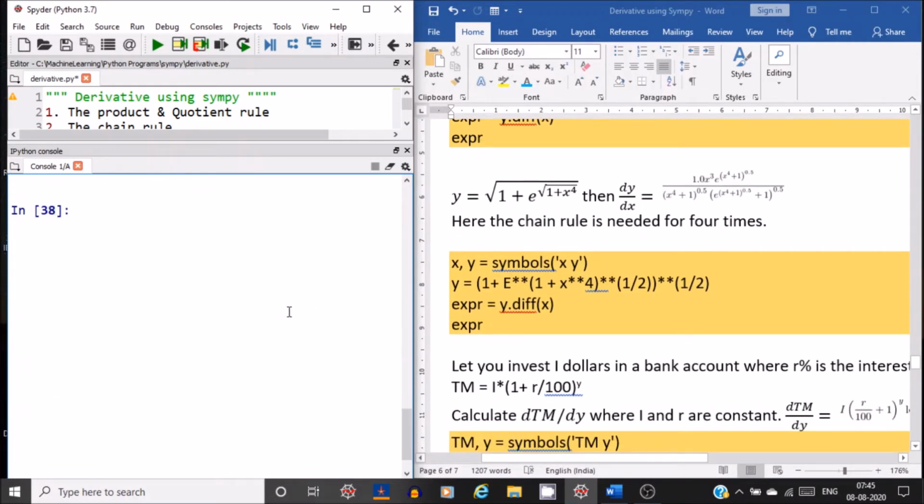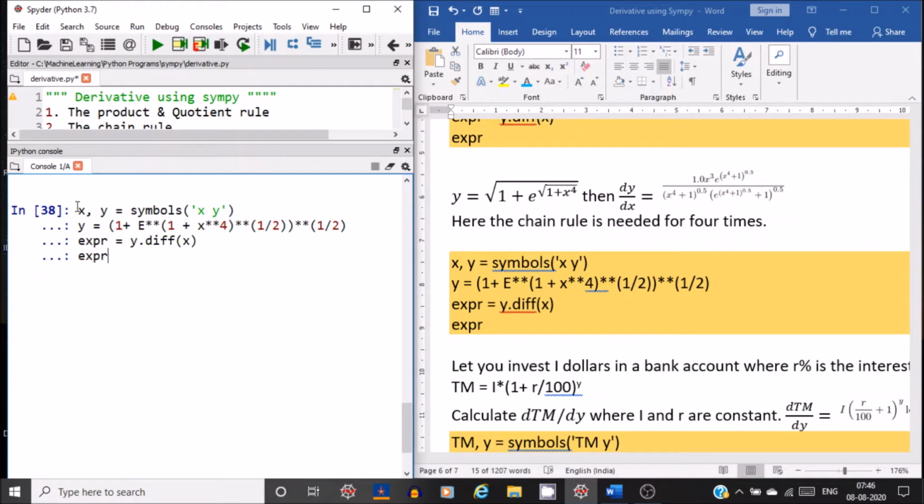Next, we can see one complete example. Say y is equal to square root of 1 plus e to the power square root of 1 plus x to the power 4. So here the chain rule is needed 4 times. Here we have to implement the chain rule 4 times. But if you use SymPy, we can easily get it.